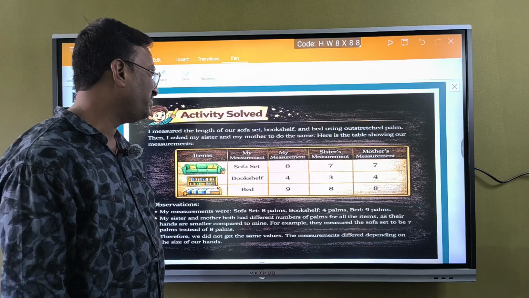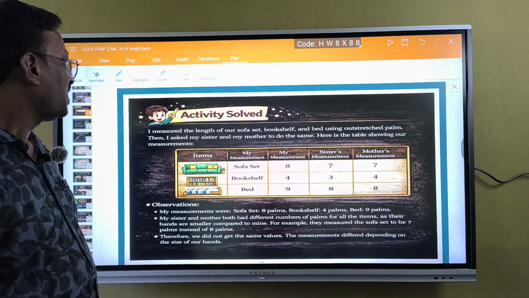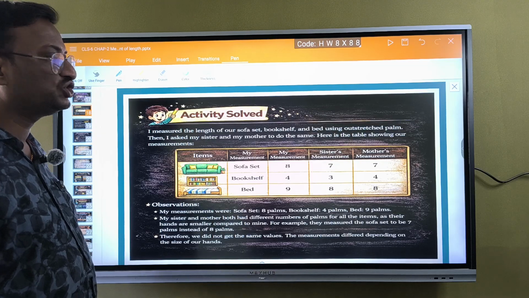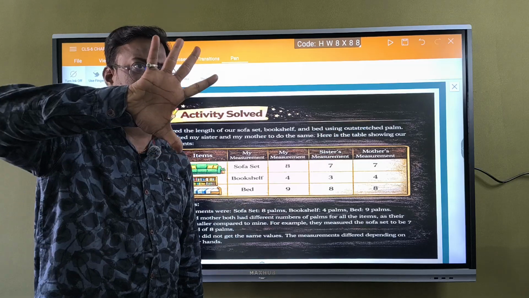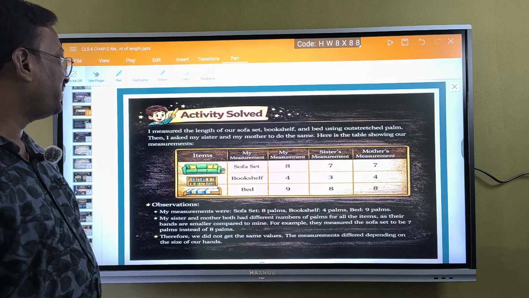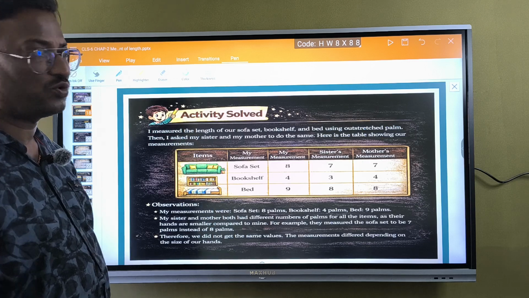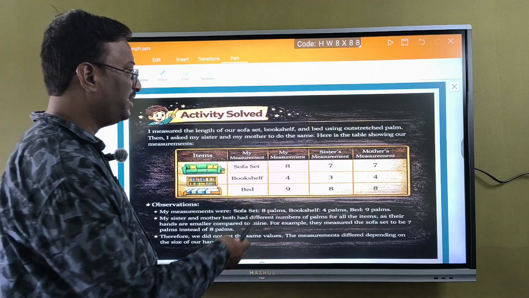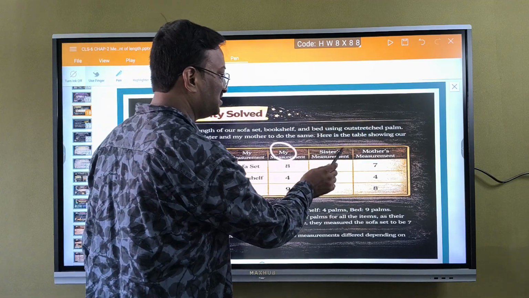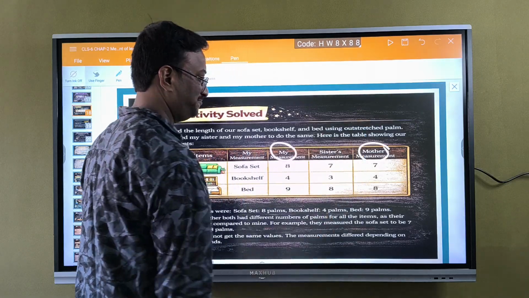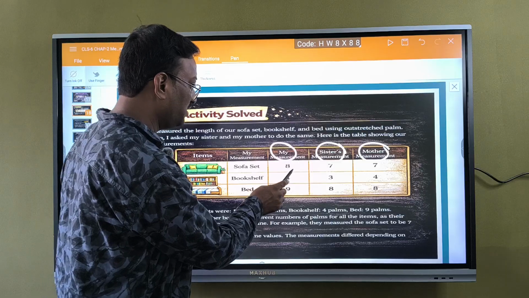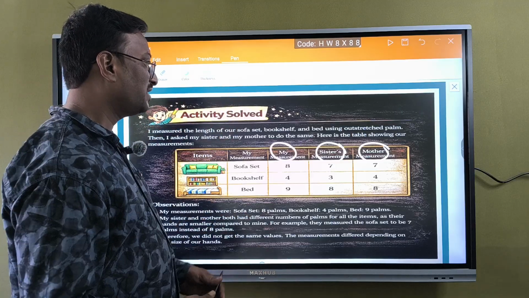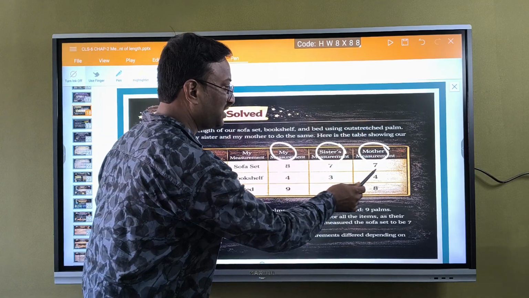We shall have some activity. I measured the length of our sofa set, bookshelf and bed using outstretched palms. Then I asked my sister and my mother to do the same. You can do this activity at your home also. For the sofa set, the student got 8 outstretched palm lengths, his sister got 7, and his mother got 7.